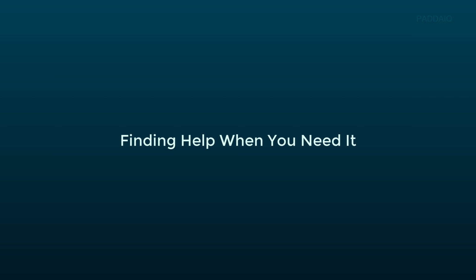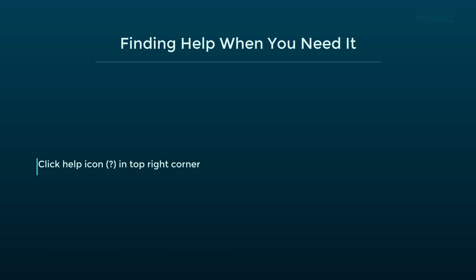Accessing support when you need assistance. Click Help icon in top right corner. This icon gives you instant access to SAP's help documentation and support. For example, if you are unsure how to create a project, clicking it opens guides right within your screen. Always use this first for quick, contextual answers without leaving your current task.